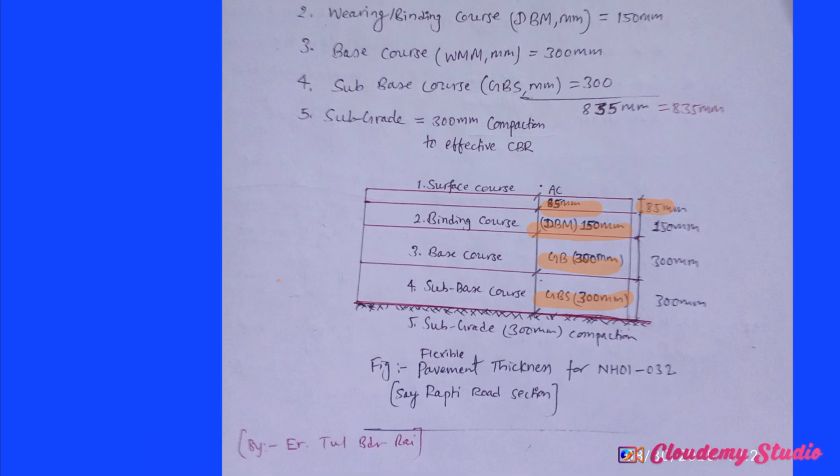Thus we design the flexible pavement for the given road section in this way. Basically, the base course and subbase course are usually a constant 300 mm for most roads. The thickness of the surface course and binding course can vary with the nature of the road section.